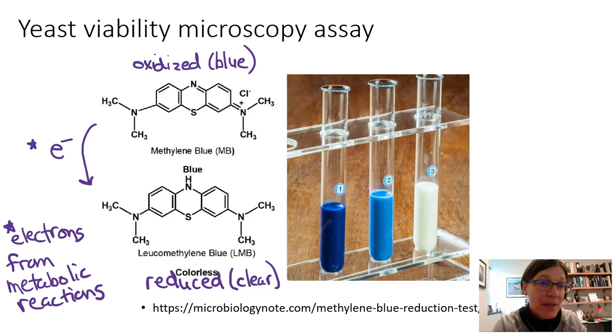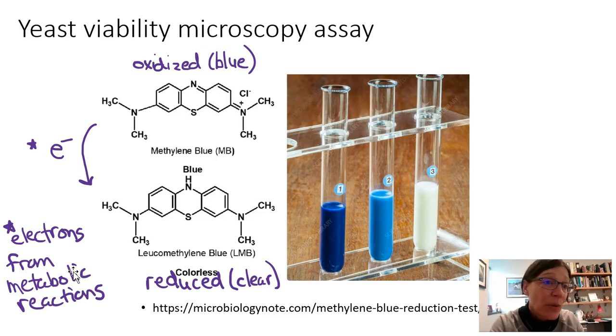The second part of the lab was the yeast viability assay. And this takes advantage of the inherent properties of a chemical called methylene blue, which is shown here at the top. When methylene blue is in its oxidized state, it is blue. If it gains electrons through the process of reduction, then it will be reduced, and it will form a different chemical called leucomethylene blue, which is colorless. So if you see blue, it's oxidized. If you see no color, it's reduced. The electrons that methylene blue gains come from metabolic reactions. And so this is a really common assay used in a number of different contexts.